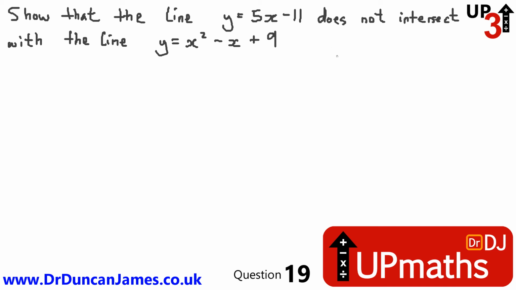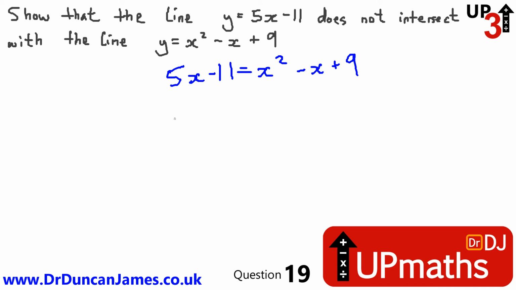Show that the line y equals 5x minus 11 does not intersect with the line y equals x squared minus x plus 9. Well, sometimes I like to ignore the "does not" and think, well, if they were going to intersect, what would I do? Well, I'd solve them as simultaneous equations. So let's solve them as simultaneous equations, and then presumably it won't work. And then we can say, oh look, they can't be solved as simultaneous equations, therefore they do not intersect. And that's what I'd write at the end, but I won't bother to save time.